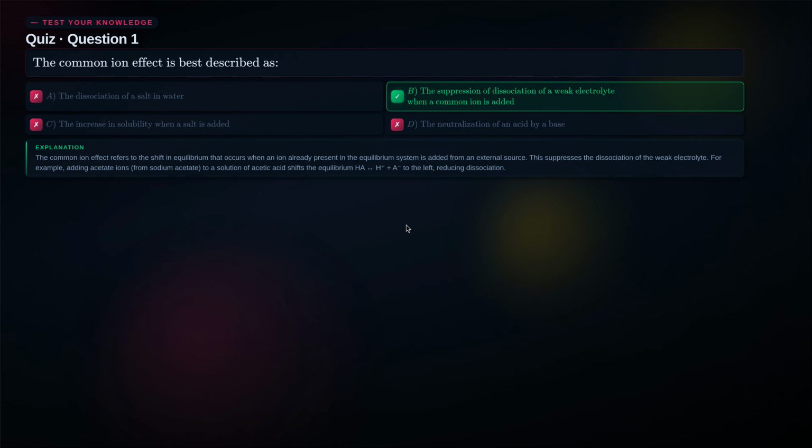The correct answer is option B. The common ion effect refers to the shift in equilibrium that occurs when an ion already present in the equilibrium system is added from an external source. This suppresses the dissociation of the weak electrolyte. For example, adding acetate ions from sodium acetate to a solution of acetic acid shifts the equilibrium HA ⇌ H+ + A minus to the left, reducing dissociation.